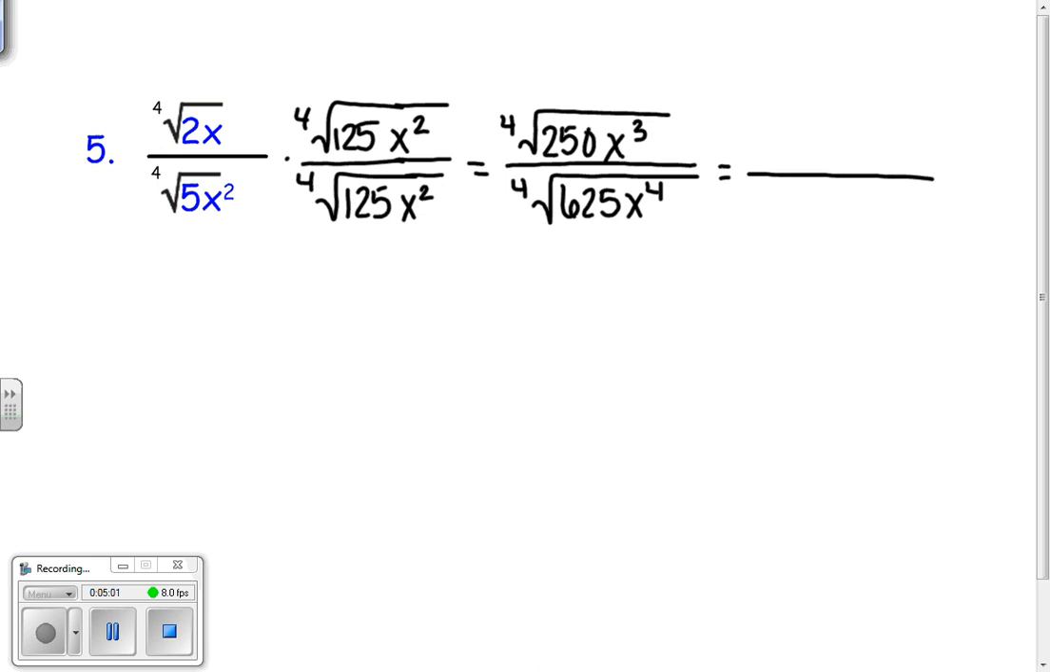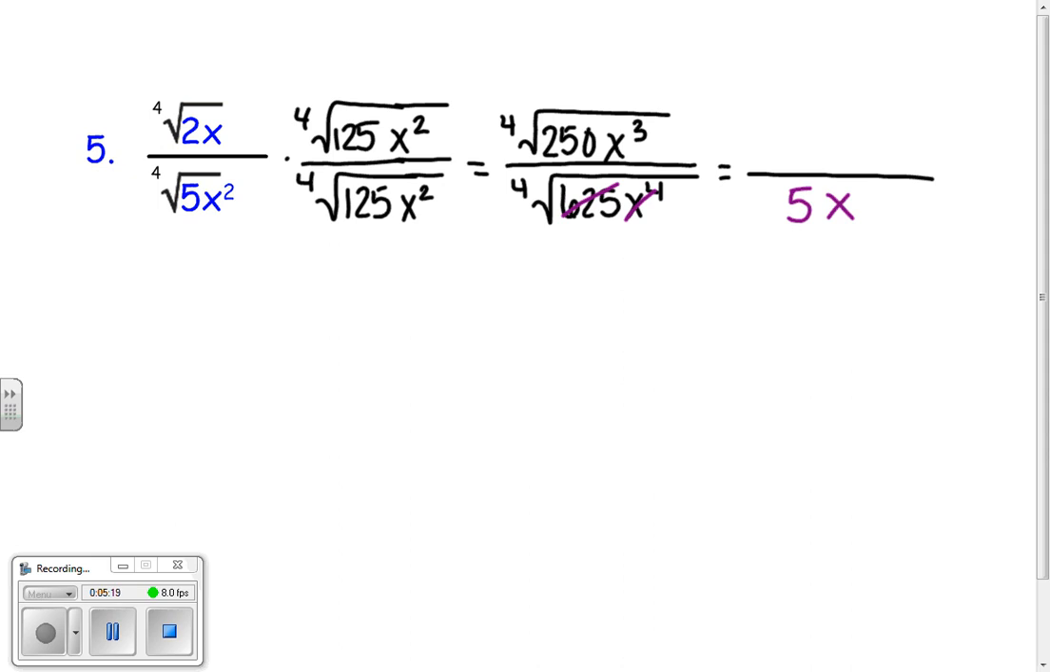So if I simplify the bottom, the 4th root of 625 is 5, and the fourth root of x to the fourth is x. At this step, if you've simplified the bottom and you have a radical, then you didn't multiply by the correct square, cubed, or fourth root.